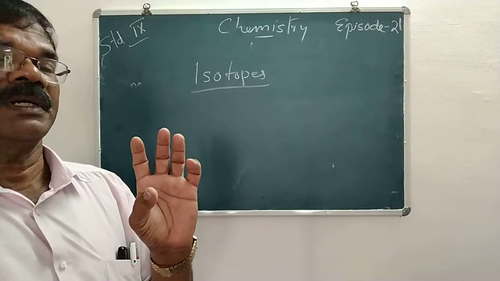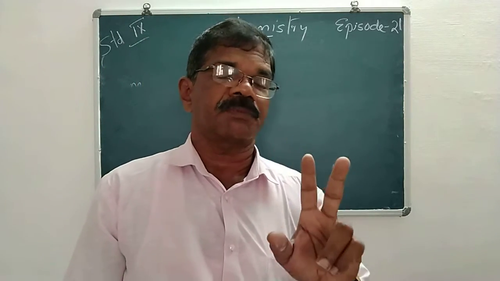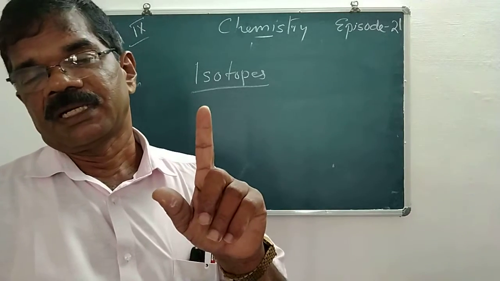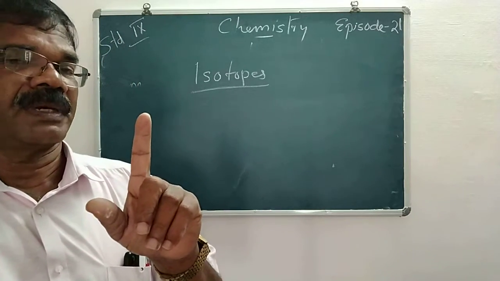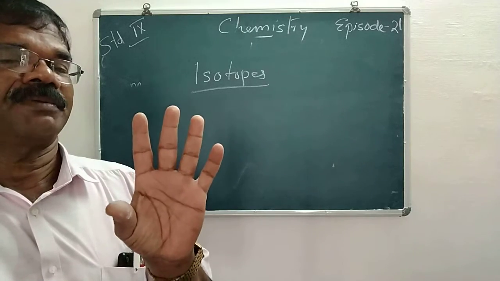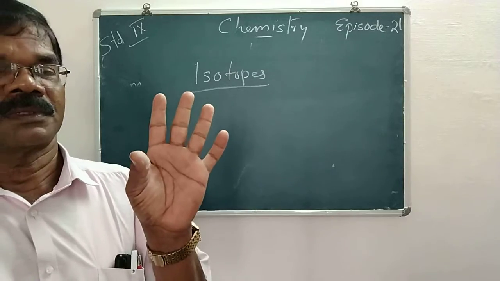If the number of protons is 1, it is hydrogen. If the number of protons is 2, it is helium. If the number of protons is 3, it is lithium. If the number of protons is 4, it is beryllium. If the number of protons is 5, it is boron. So, proton number is the deciding factor for which element it becomes.